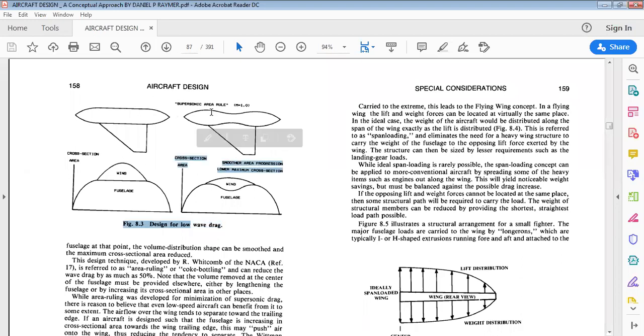You can see that where we have a curvature under it, it reduces the supersonic wave drag. This design technique was developed by R. Whitcomb of NACA, and is referred to as area ruling or Coke bottling. As I already told you, it looks like a Coke bottle. It's called the Coke bottle rule or area ruling. Please go back and make short notes on area ruling or Coke bottling. It can reduce the wave drag by as much as 50%. Just remember, area ruling or Coke bottling.